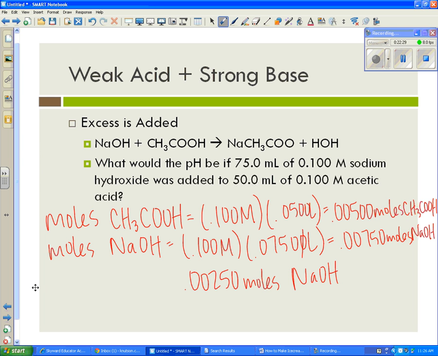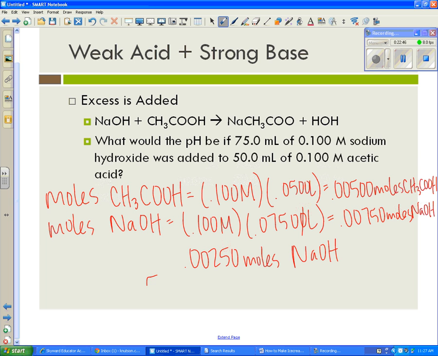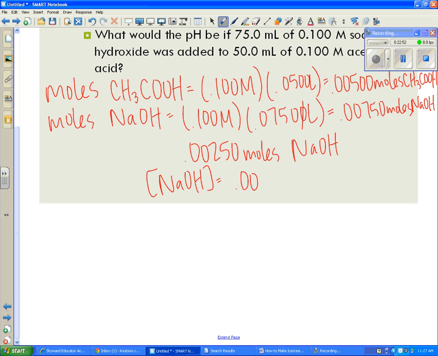Well, I could calculate the hydroxide. I can calculate the concentration of the base. And because this is a strong base that we now have in solution, we can calculate the hydroxide ion concentration because it should be equal to the concentration of the base. And we could find pH from there. So let's calculate the concentration of sodium hydroxide. This will be equal to 0.00250 moles of sodium hydroxide divided by, at this point, what's the volume? 125, so divided by 0.125 liters.